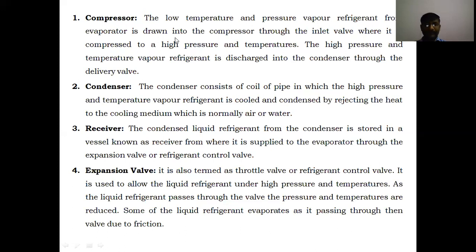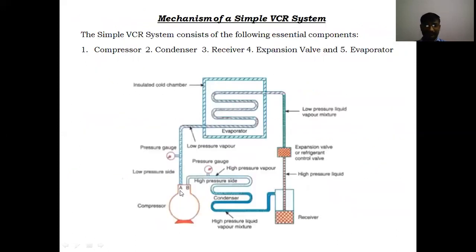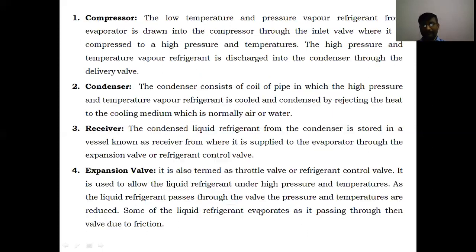It has 2 valves. Compressor has 2 valves. One is an inlet valve, which is located at A here, and the delivery valve is B. From the delivery valve, the high pressure vapor refrigerant will be delivered to the condenser.